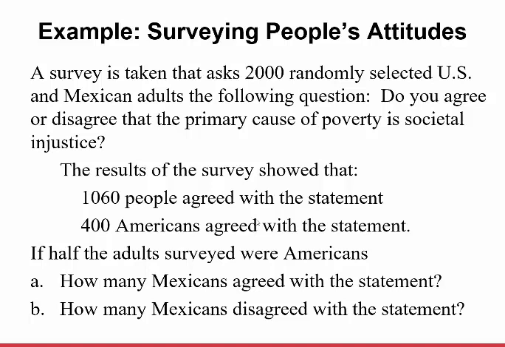Okay, so notice how the overlap here, there's two sets, people who agree and there's Americans, because some Americans are not going to agree with this. So if half of the adults surveyed were Americans, so I'm telling you the number of Americans, how many Mexicans agreed with the statement and how many Mexicans disagreed with the statement?